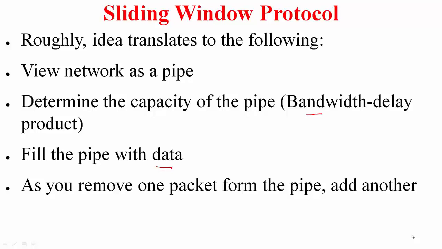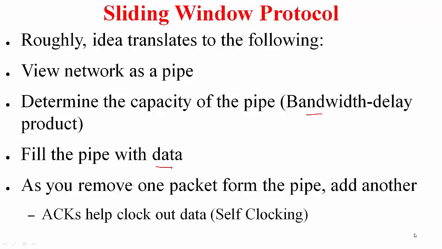Once the pipe is filled up, as you remove one packet from the pipe, you're going to add another into the pipe. Now tell me, who gives you the information that the packet actually has been removed from the pipe so that you can add another? ACKs, right? So ACKs help clock out data. So this is called self-clocking. So sliding window protocols possess this very interesting concept called self-clocking. So let's see this in a bit more detail.